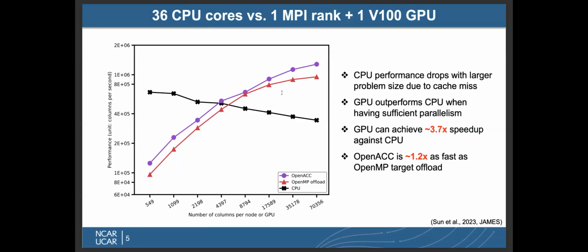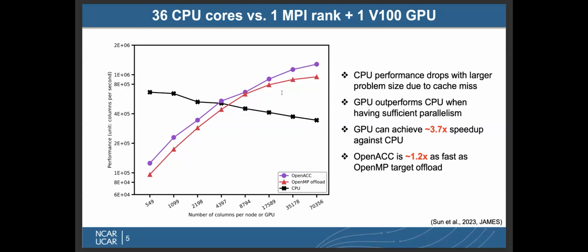So the CPU performance drops quickly when we increase the column numbers per node. That is expected as we will have more and more cache misses with larger problem size. And for the GPU performance, it doesn't perform very well when we have a very small problem size. But the performance increases rapidly, and at some time when we have sufficient parallelism on GPU, it is able to outperform CPU. And in this case, GPU achieves about 3.7 times speedup compared to a 4 CPU node.